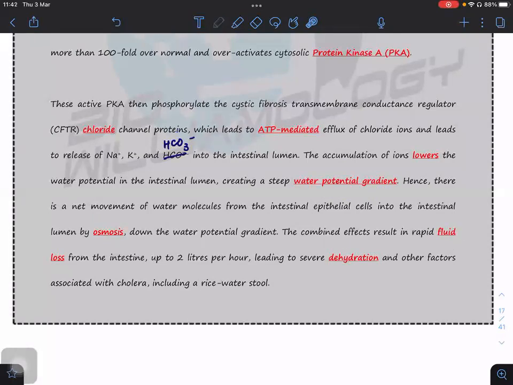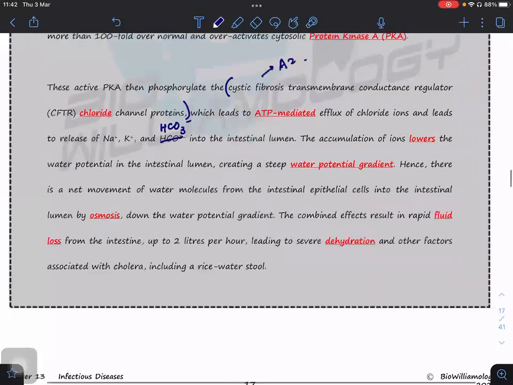So don't worry about the cystic fibrosis transmembrane conductance regulator chloride ion channel protein. When I say no worry, it's only for AS. We're going to look at it in A2, under a disease called cystic fibrosis.